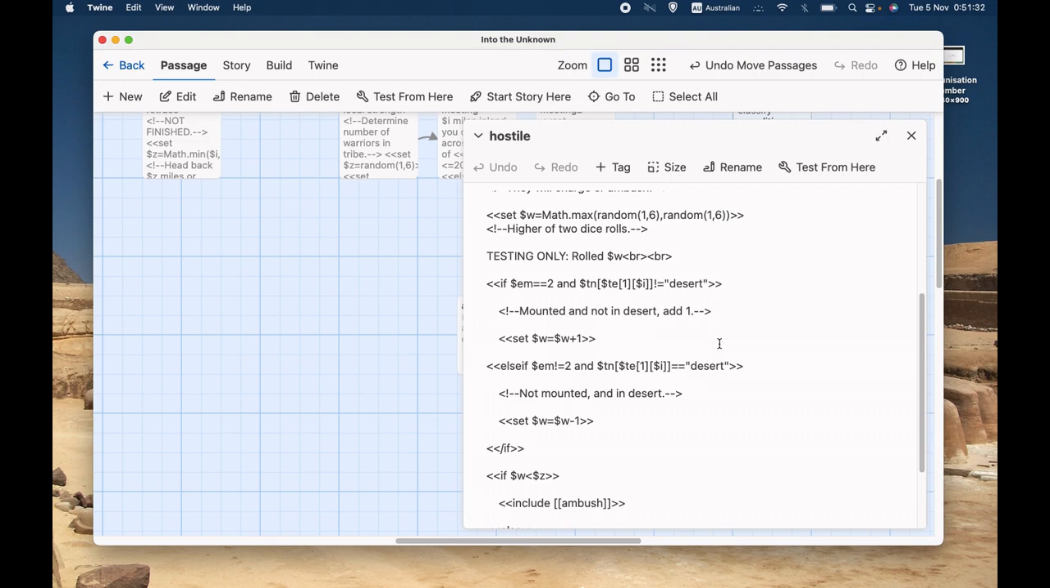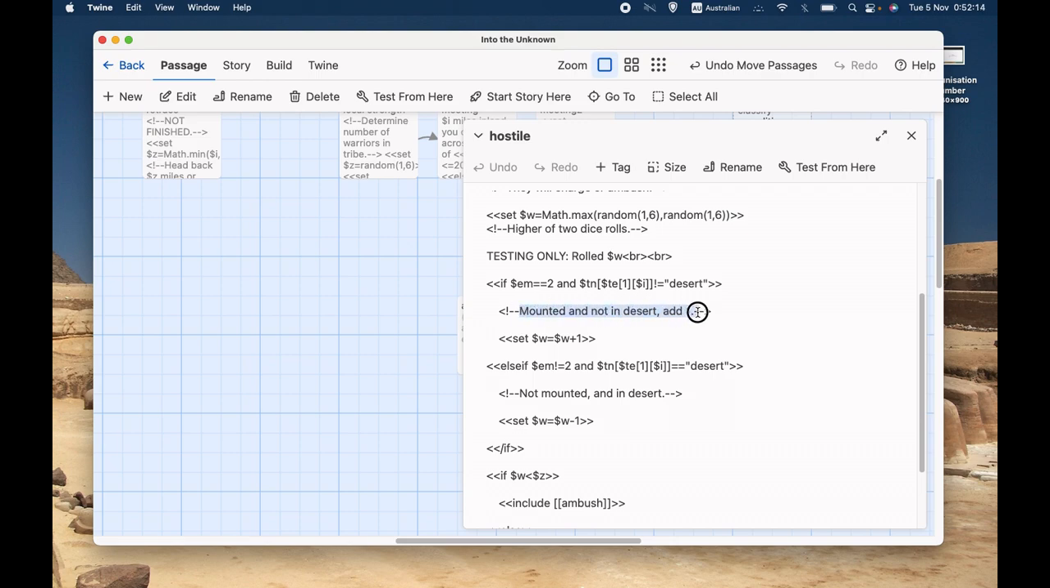I can see the logic for being mounted. Of course, it's probably more difficult to ambush a party that's moving on horseback, just because they move faster, I guess, on average. Not in the desert, that seems a bit wrong to me. I would have thought it'd be more difficult to ambush someone in the desert, because by its nature it's open, and they could sort of see you coming. But anyway, again, I'm going by rules as written.